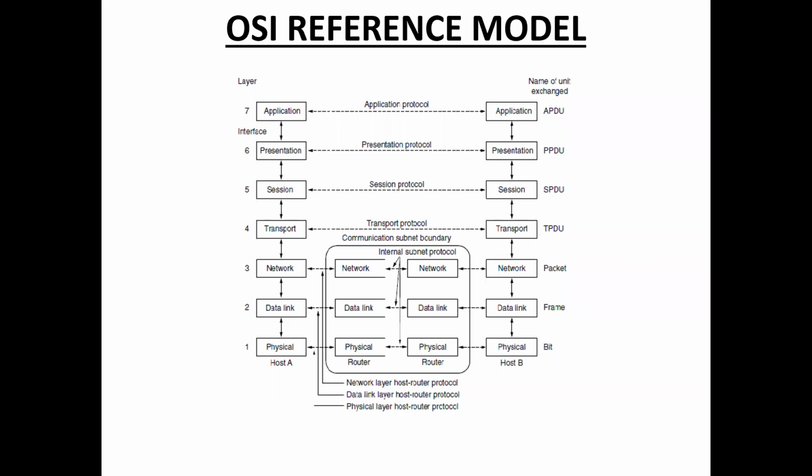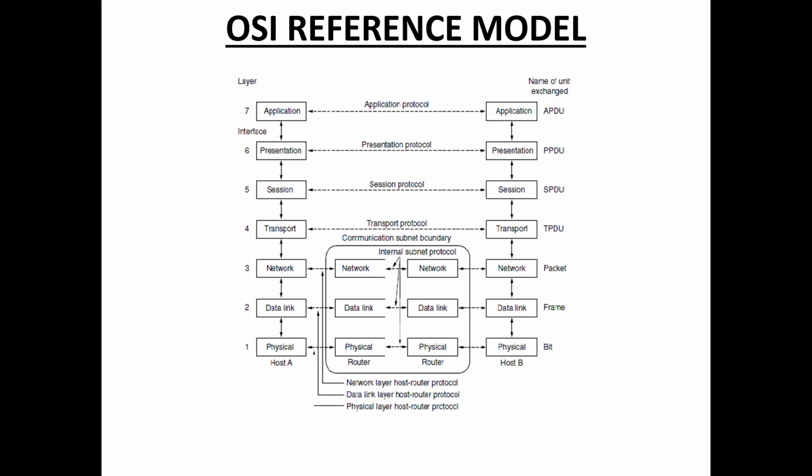The OSI reference model is a reference model that describes how information from a software application in one computer moves through the physical medium to the software application in another computer. That is the definition of the OSI reference model. That is, it describes how information from host A moves through the physical medium to the software application in host B.